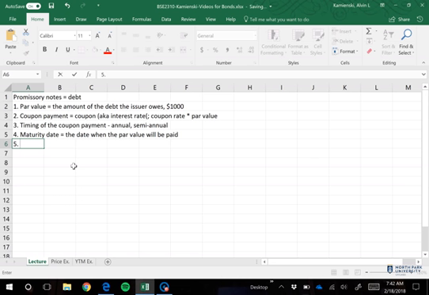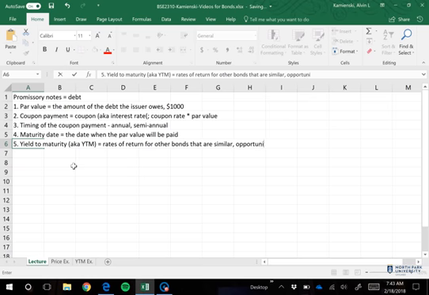All right, the next variable that we need to keep in mind is what is referred to as the yield to maturity, also known as the YTM. What we want to think about here is rates of return for other bonds that are similar. What this really represents to us is that opportunity cost rate of return.